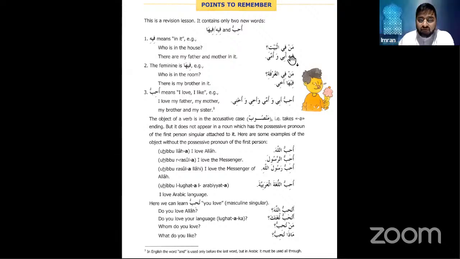Now, I have a question for you from these 2 points we have remembered. Why are we using in one sentence, man fil bayti, fihi abi wa ummi? That's one question. And the other question is, man fil ghurfati, who is in the room, and there we are using fiha. Why is there a change of pronouns from fihi and fiha? We have done this in book 1, lesson 4, when we spoke about nouns, or pronouns.